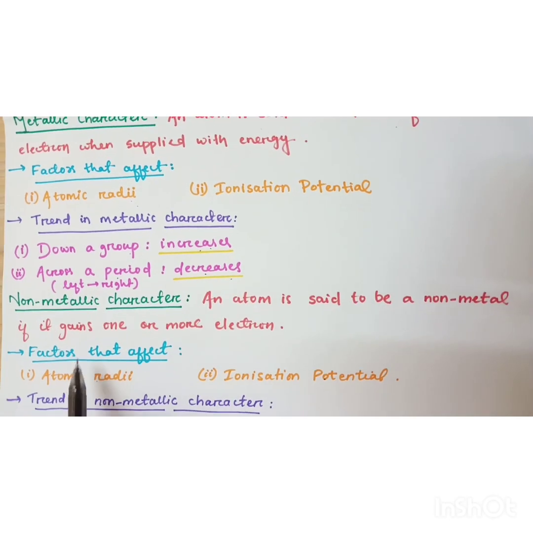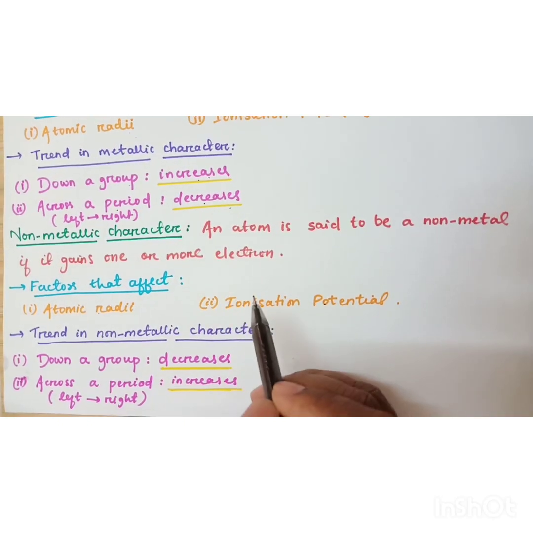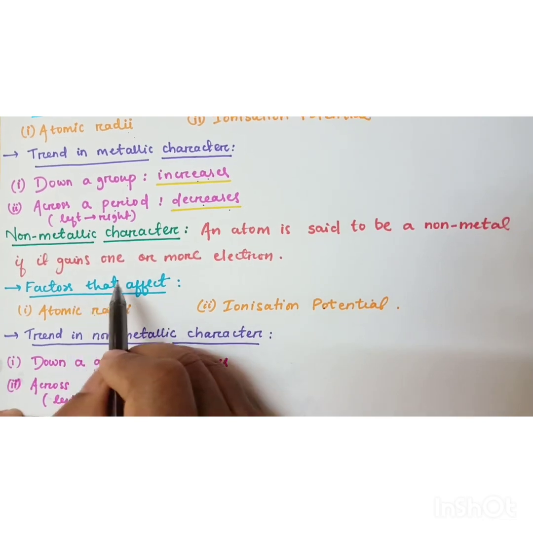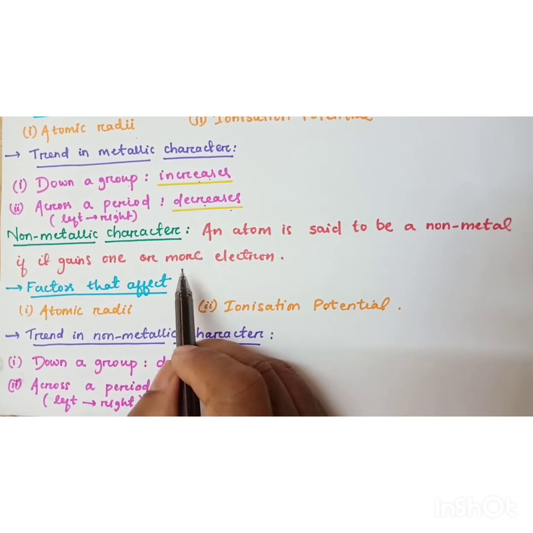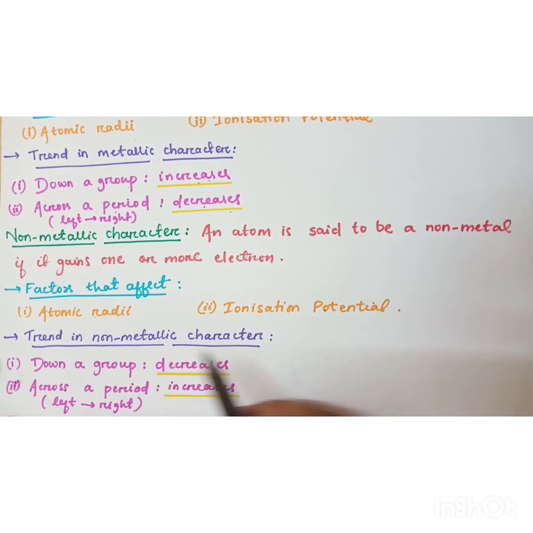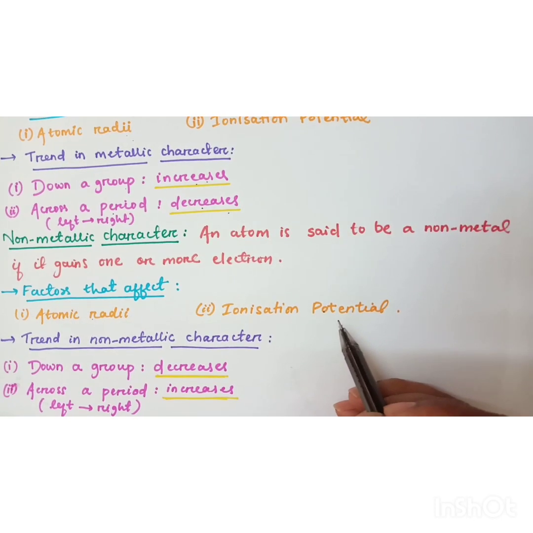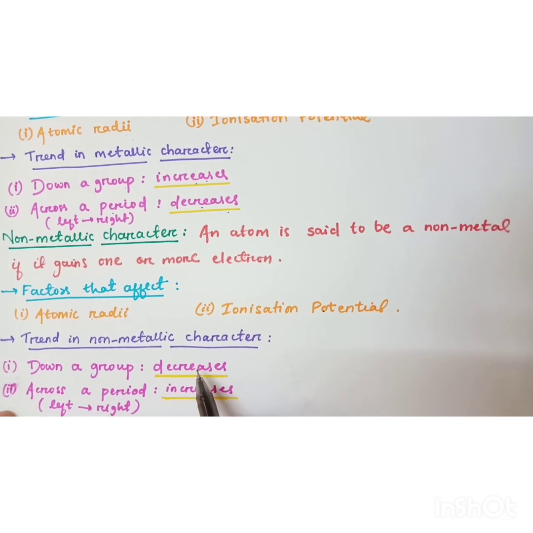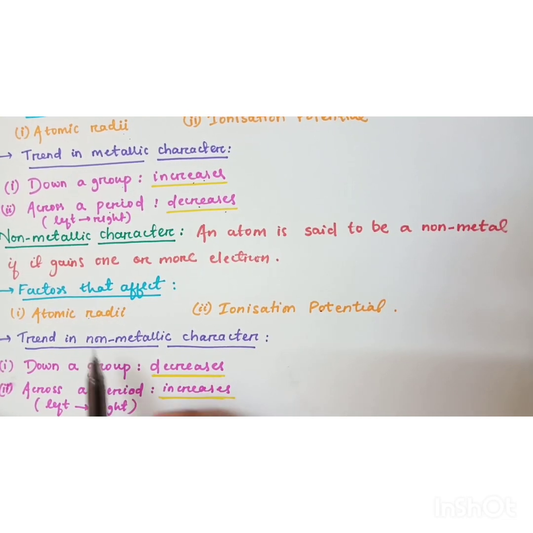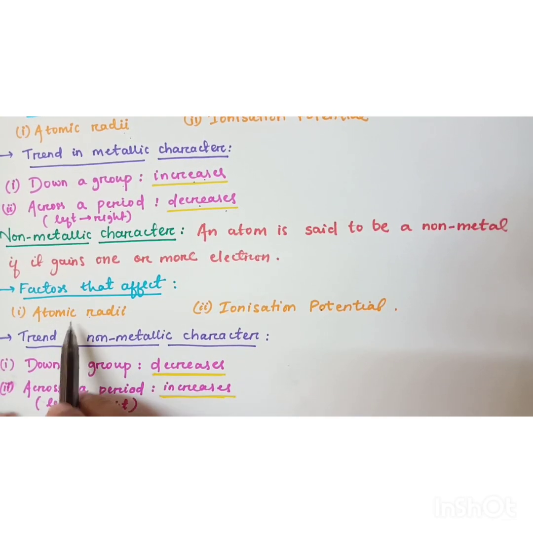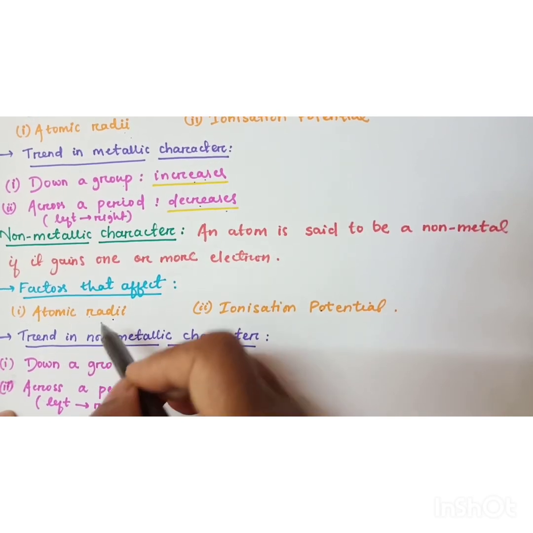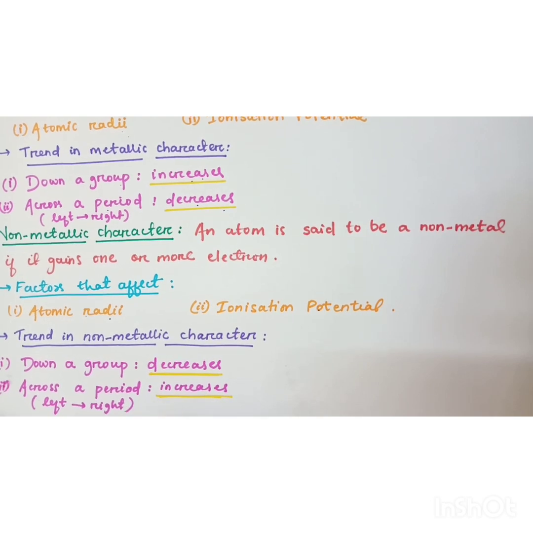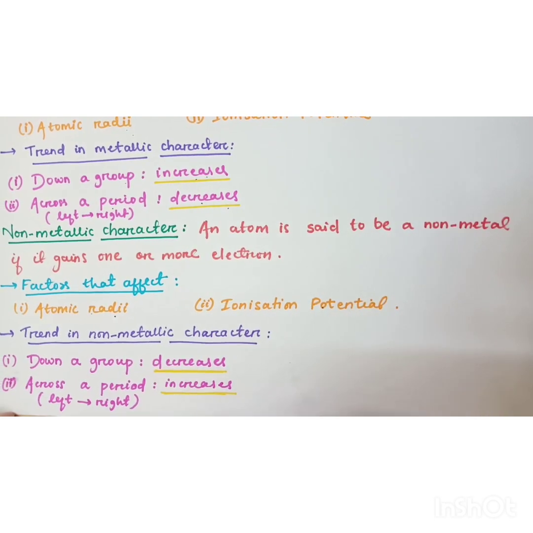Okay. Now come to non-metallic character. What is a non-metal? An atom is said to be non-metal if it gains one or more electrons. That is non-metallic character. The factors are atomic radius and ionization potential. Down a group, the non-metallic character decreases. The first factor is atomic radius. Atomic size increases, so the force of attraction of the nucleus becomes less.